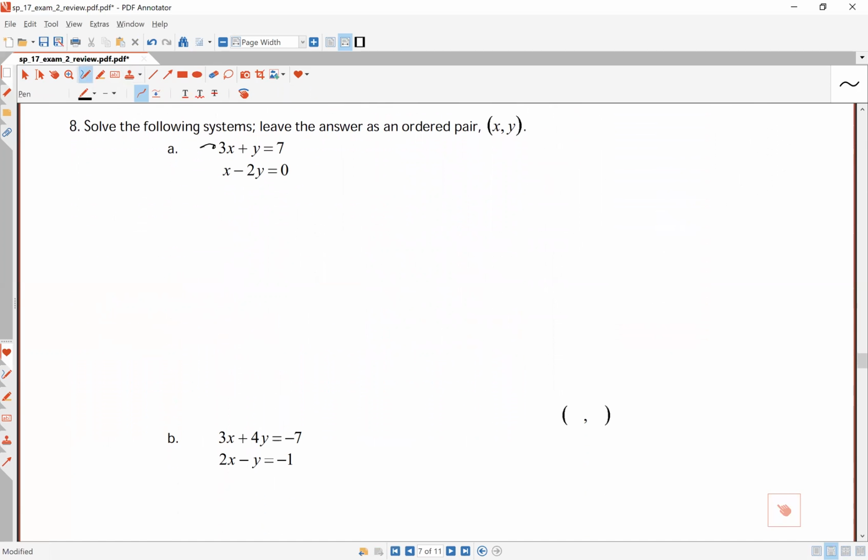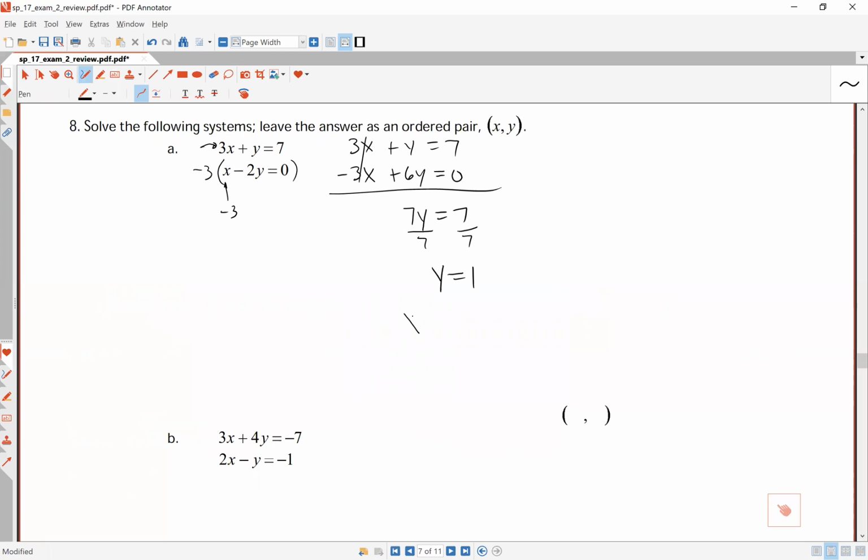Because there's a 3 sitting there, I want to have a -3 sitting there in front of my x. So I can multiply everything by -3, and I will get it to be -3x plus 6y equals 0. First equation is 3x plus y equals 7. Now we add those two equations together, eliminate the x's, and we get 7y equals 7. Dividing both sides by 7 gives us y equals 1.